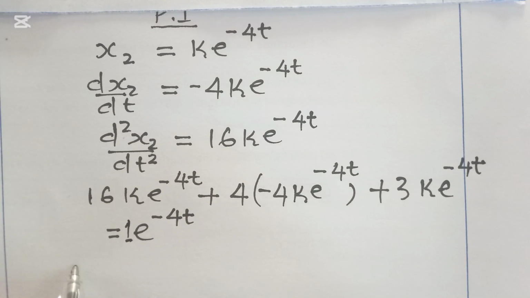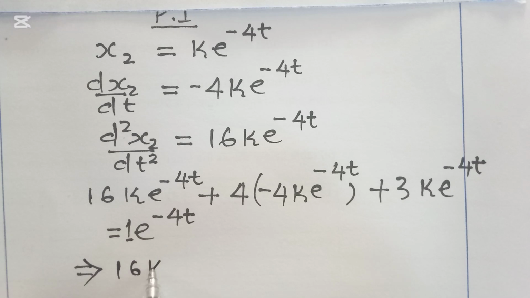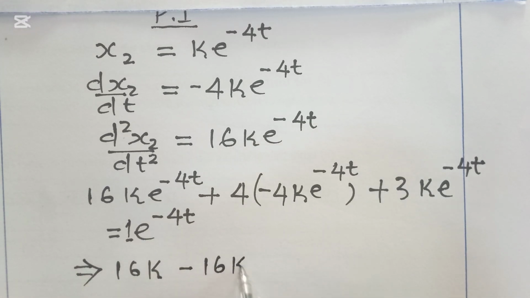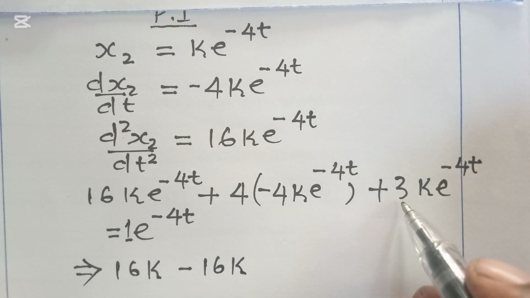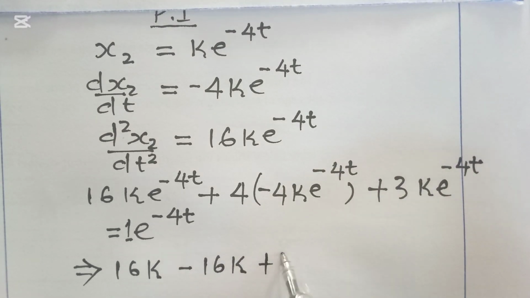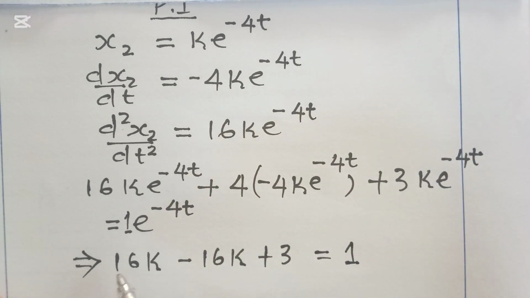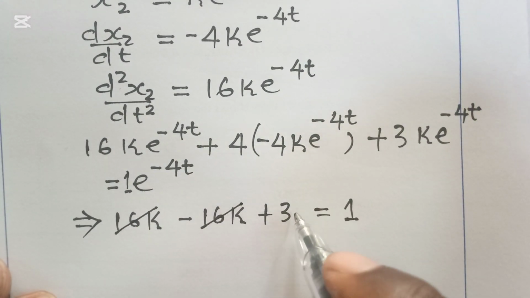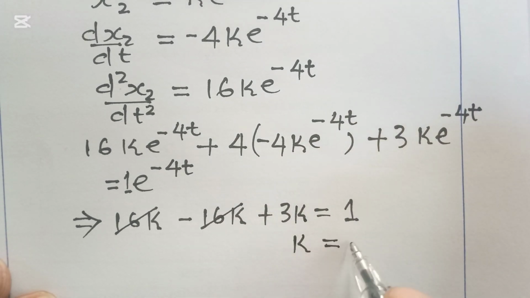And so therefore, the coefficient for this term is 16k. The coefficient for this term is going to be negative 16k. That is the coefficient of e raised to negative 4t. For e raised to negative 4t here we have 3, so this is plus 3. This should now give us 1. And of course, as you can see, we can cancel that and that. Here we have k like that. And so we are left with k equals a third.